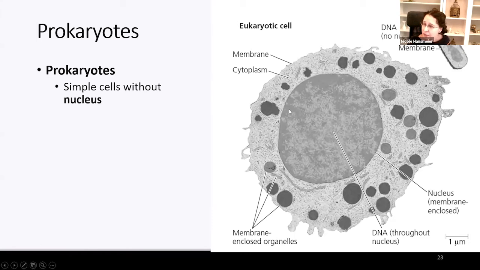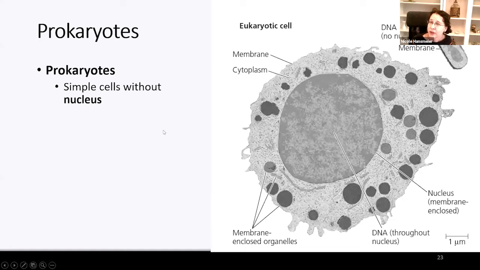So where does the name come from? Here you see the nucleus in eukaryotes. The name eukaryotes is Greek, because a lot of these names came either from Greek or from Latin. Eu means true, karyon means kernel or nucleus. So eukaryotic cells have a true nucleus, or are true nuclear cells. Whereas for prokaryotes, pro means before, so before there was a nucleus.